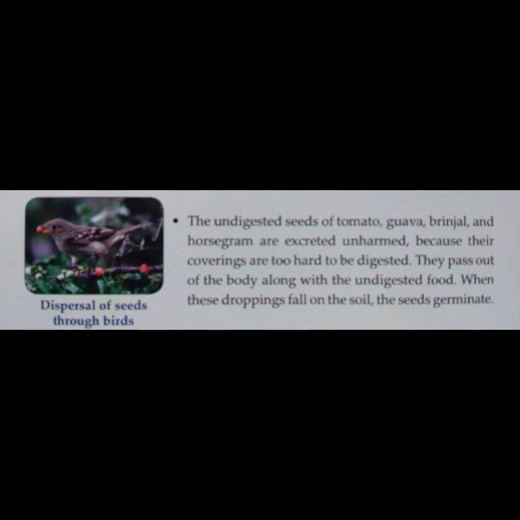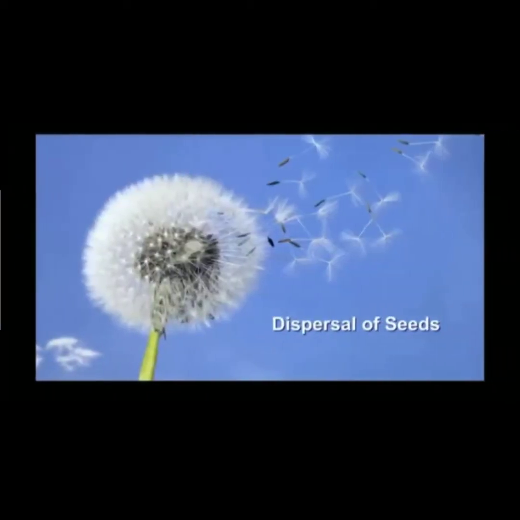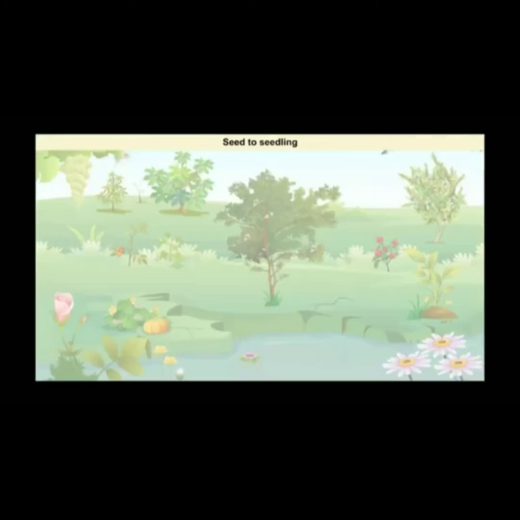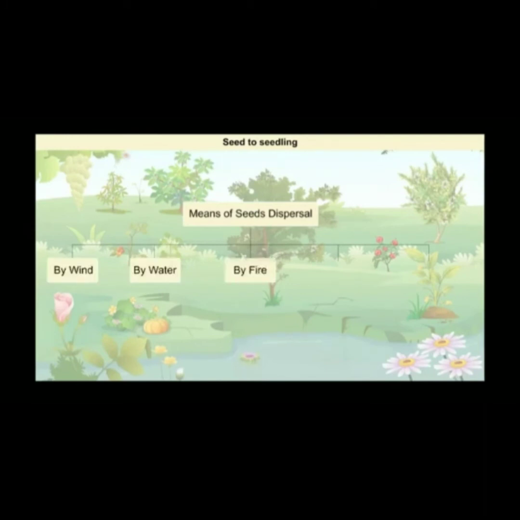For better understanding, we'll look into a small video for the dispersal of seeds. Dispersal of seeds. Plants disperse their seeds by different means. Seeds may get dispersed by wind, water, fire, or animals. Some plants even shoot their seeds out explosively.